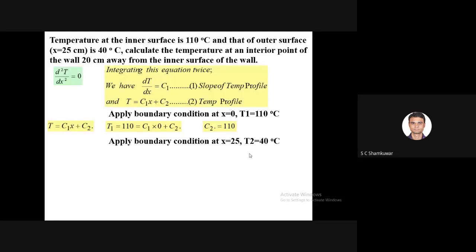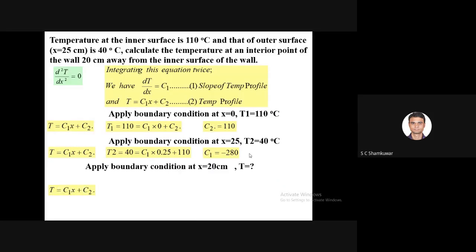Now, anyone have a problem in this numerical? No, sir. Have you understood what is the need of Laplace equation? Please respond. Have you understood the utility of Laplace equation? Yes, sir.